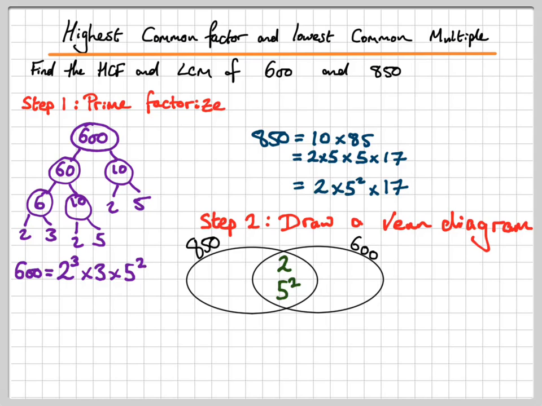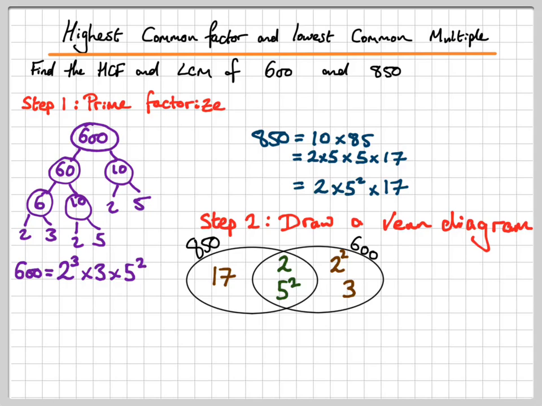I now look at the number 850 and see which factors I'm missing, 17, and I look at the number 600 and see which numbers are missing for that one. Well, I've used a 2 up in the middle, but I needed 2 cubed, so there's another 2 squared to go in, as you can see, and the 3 was also missing.